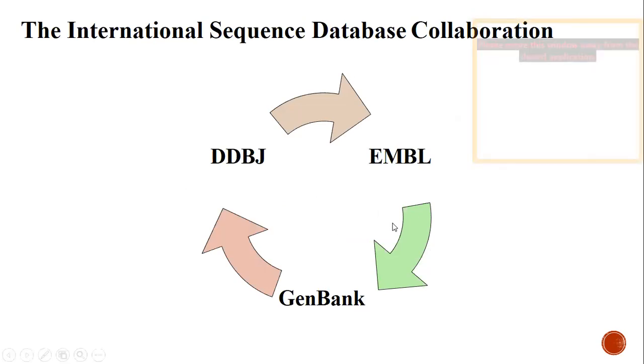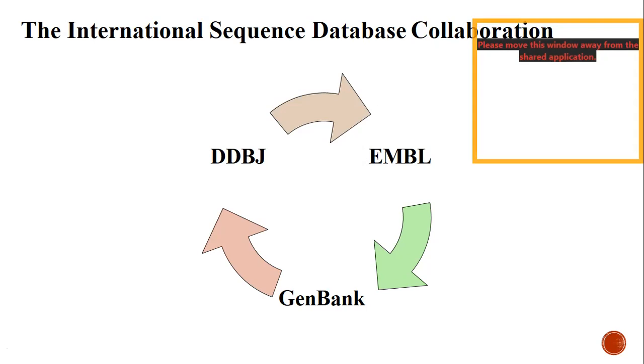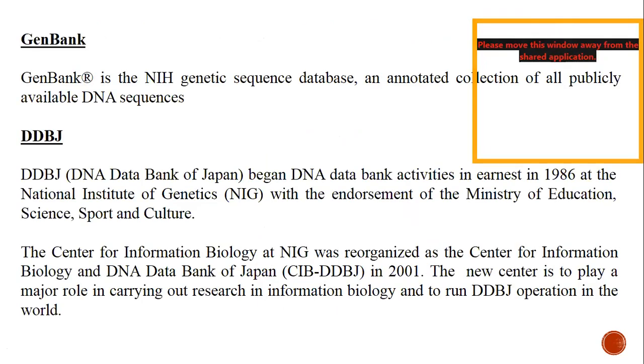We can see that the data from EMBL moves through pipelines to also show in GenBank, from GenBank to DDBJ, and from DDBJ to EMBL. So in short, if we have data in one database, we have cross references that we can jump into another database for the related data. GenBank is the NIH genetic sequence database, an annotated collection of all publicly available DNA sequences.